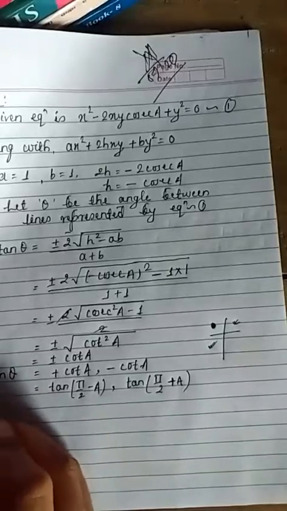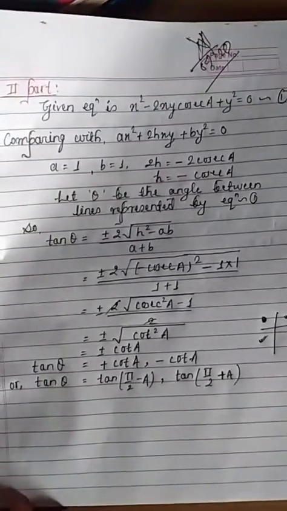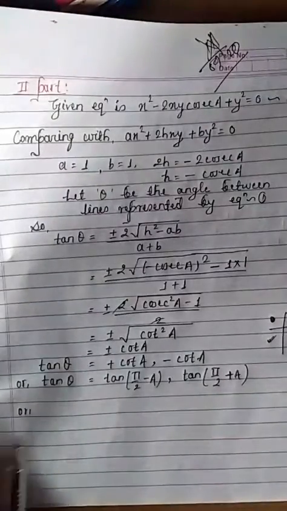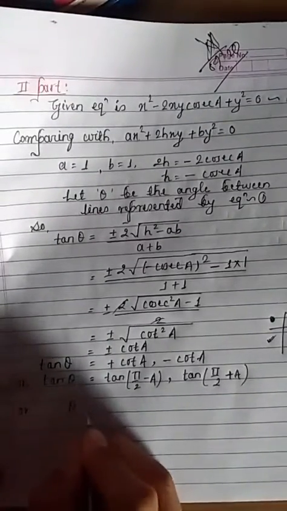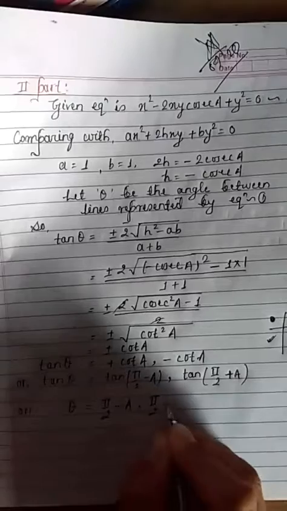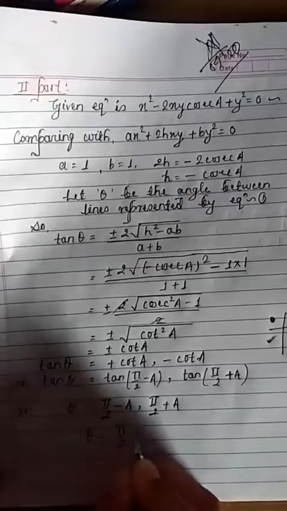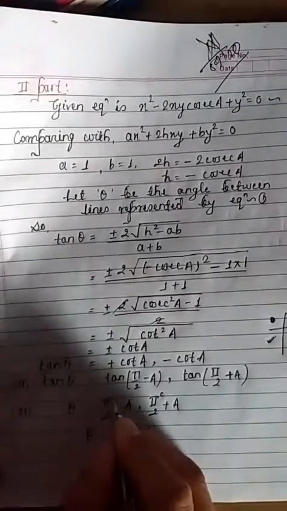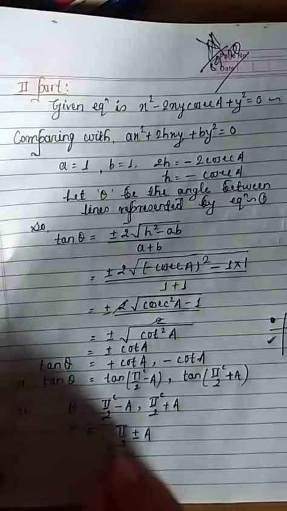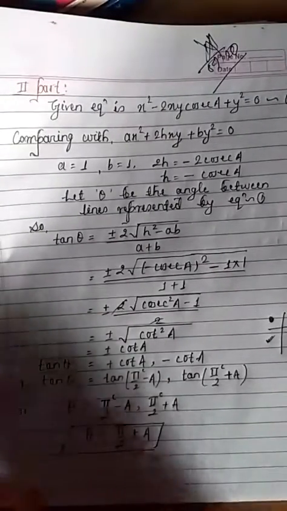Now tan theta equal to this, and we should not forget to write 'or'. Now, taking tan inverse on both sides, what we get is theta is equal to pi by 2 minus a, comma pi by 2 plus a. If we combine, we will get pi by 2 plus and minus a. This is in radians, which is our answer, and we proved it. We concluded our solution, hope you understand, and see you in the next video.